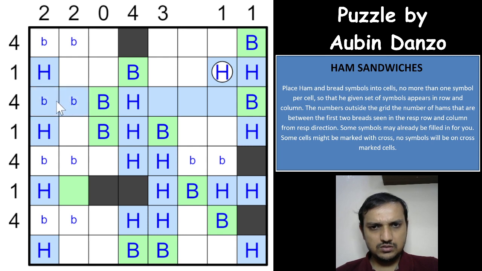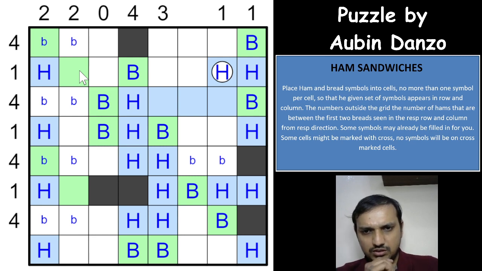I don't see anything. This is B and this is B. Guys, do you see anything wrong here? I couldn't see anything that gives me a contradiction here. This would have to be B.